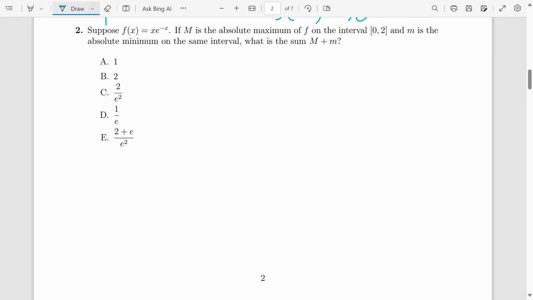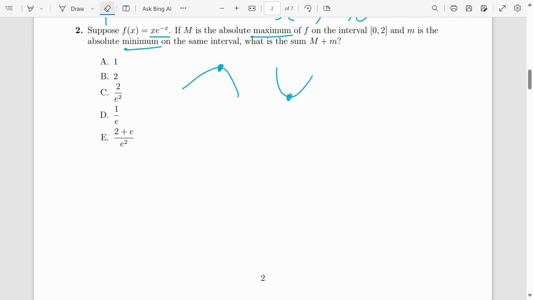All right, question 2. Suppose we have f of x here, which equals x times e to the negative x. If big M is the absolute maximum of f on the interval from 0 to 2, and little m is the absolute minimum on that same interval, what's the sum big M plus little m? So we need to find the absolute maximum and absolute minimum of f of x. And to find those, we're going to need to find f of x's critical points, which are the points where f of x either has some peak or some valley at those points.